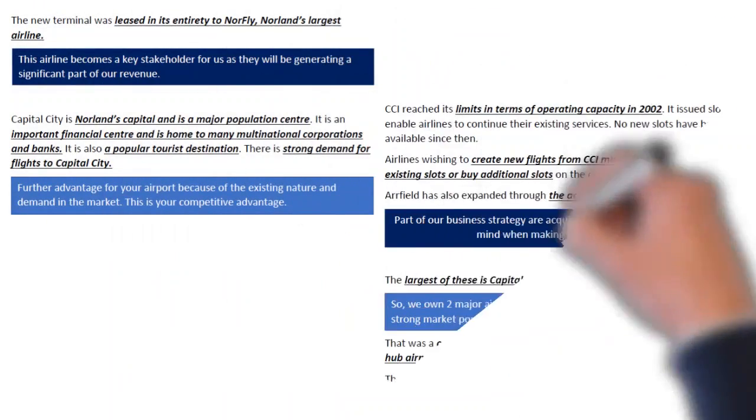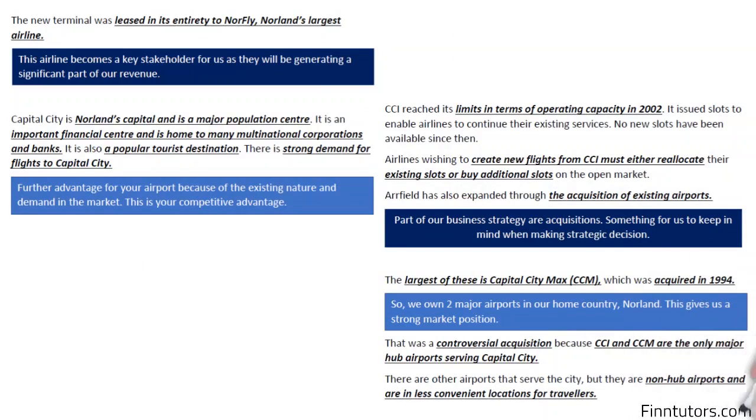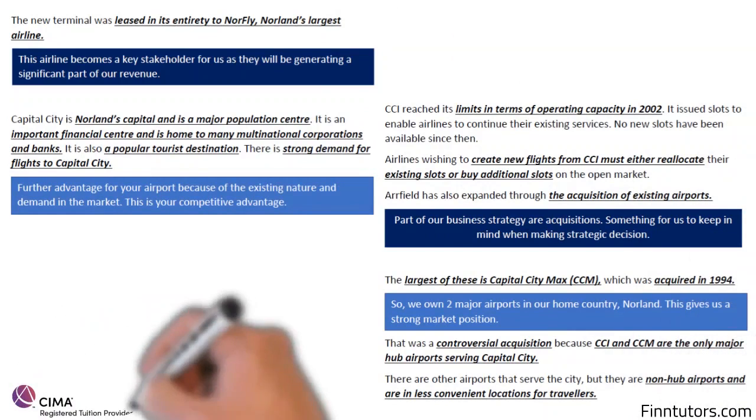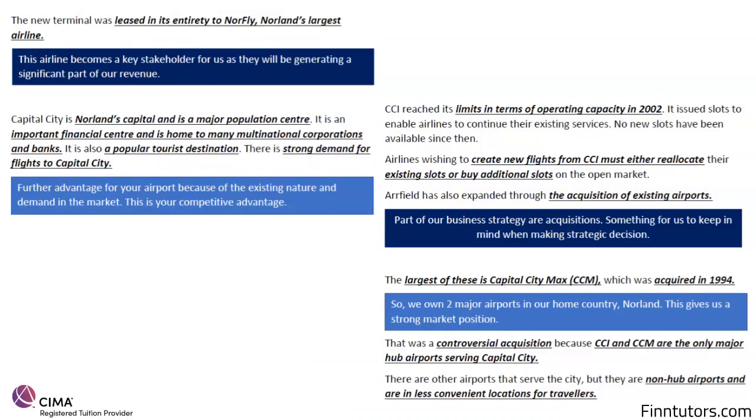They are telling us that this new terminal that you built was leased in its entirety to Norfly, Norland's largest airline. So you built the terminal, and that entire terminal was leased by one company, Norfly. They are the largest airline. So this airline now becomes a key stakeholder for us. So stakeholder management comes into the picture again, as they will be generating a significant part of our revenue. They're leasing the entire terminal from us. So dealing with them, communications with them will also become important.